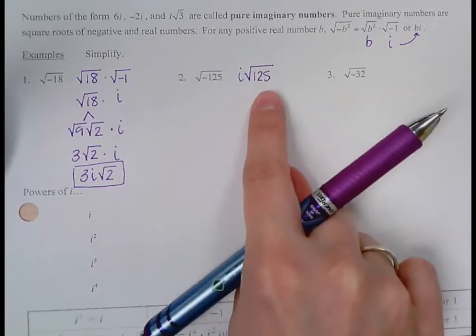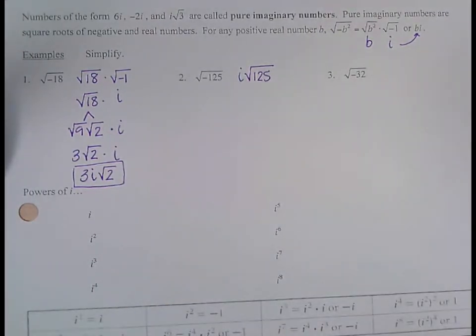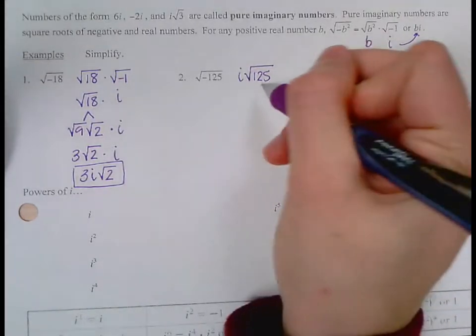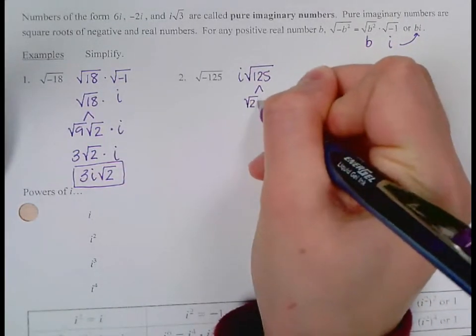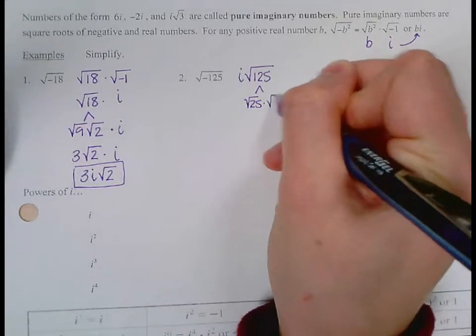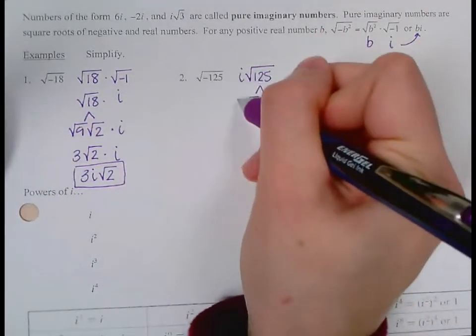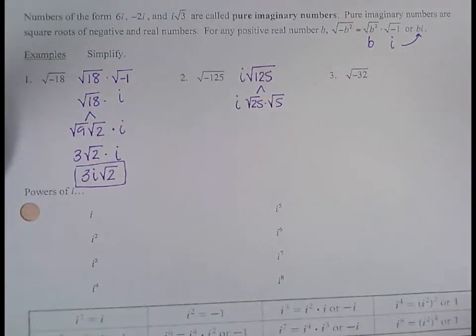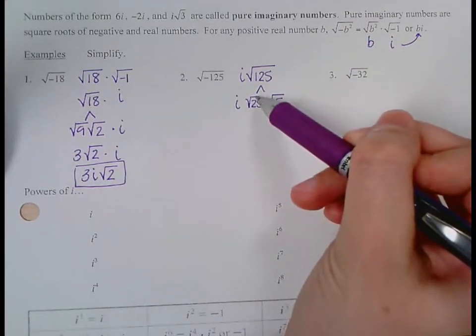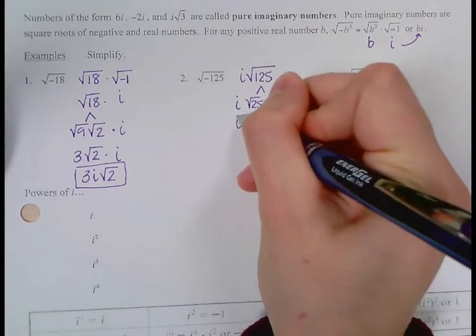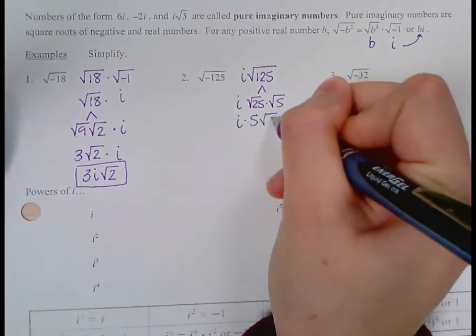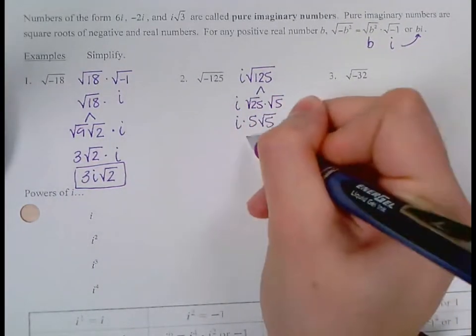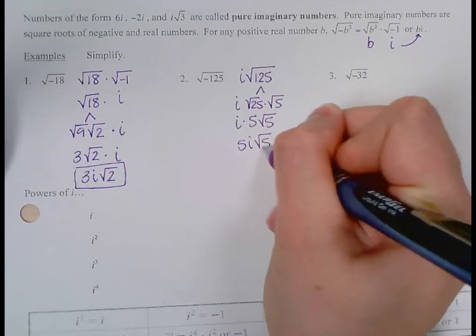But this is where you're at in terms of being imaginary, and then you just have to determine, can you simplify the square root of 125? So is there a perfect square other than 1 that goes into 125? 25 does. So 125 is 25 times 5, so it's the square root of 25 times the square root of 5. I still do have the i in front, and then I can take the square root of 25, which is 5. So this is i times 5 times the square root of 5, which I can leave that way, or I can write as 5i square root 5.